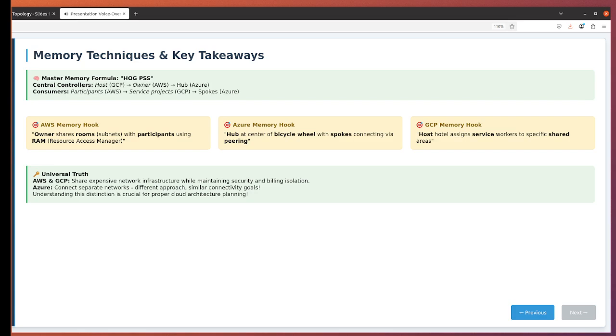The key insight is that all three providers solve the same fundamental problem: sharing expensive network infrastructure while maintaining security and billing isolation. Once you understand one deeply, the others become variations on the same theme.